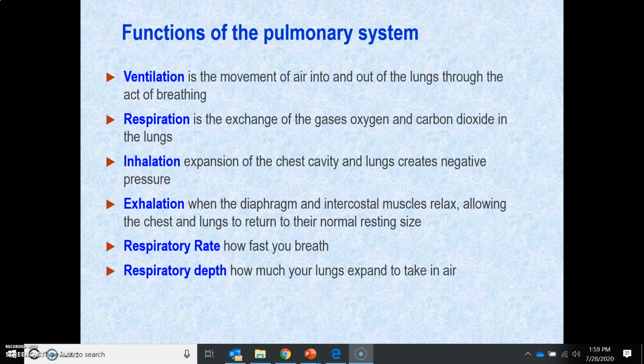Respiration is the exchange of gases and oxygen and carbon dioxide during the mechanical ventilation component. Okay, so we can have ventilation and not have respiration, but we can't have respiration without ventilation. Okay, inhalation is when the chest expands and we move air in and it creates a negative pressure in the lungs. Exhalation is just the opposite. It's when the diaphragm and intercostal muscles relax, our chest decompresses, and our lungs decompress and they return to their normal size, and one could say they create a positive pressure.